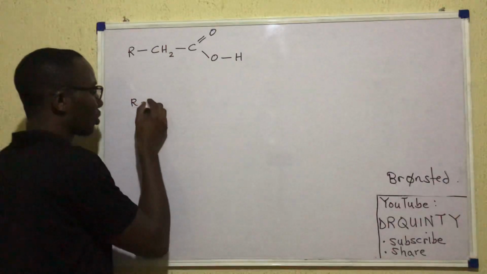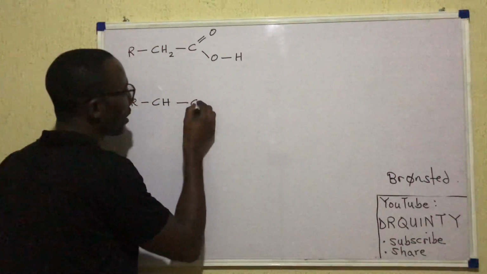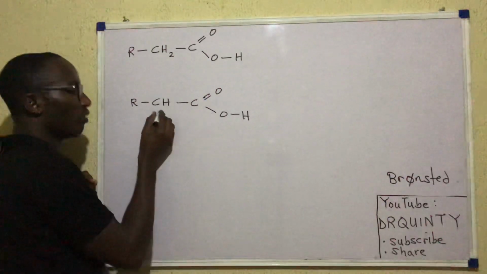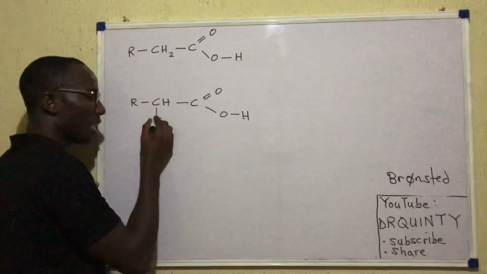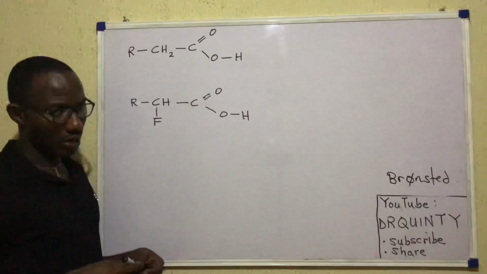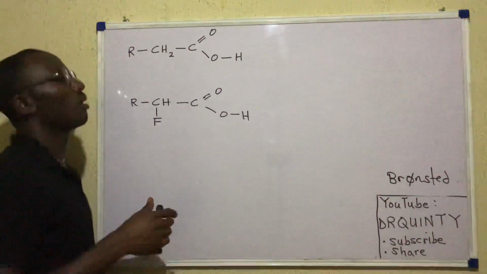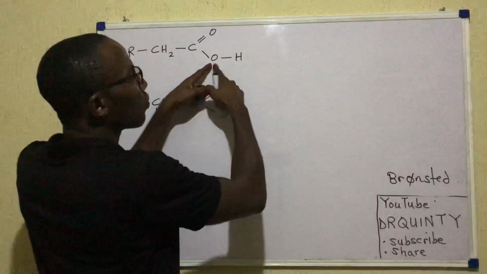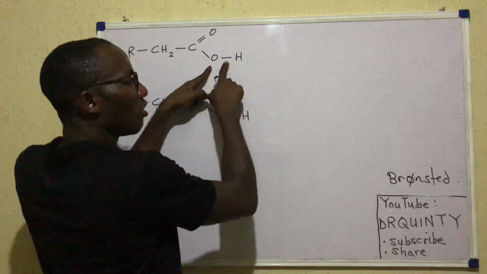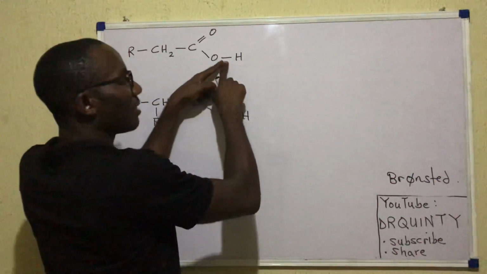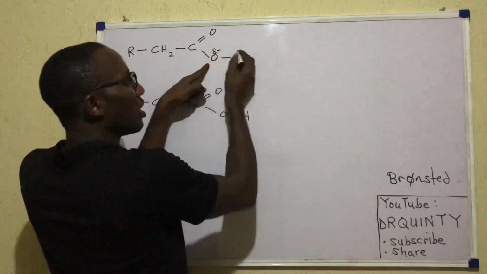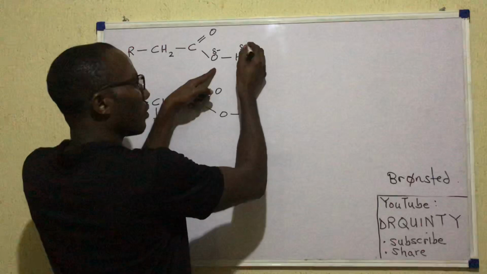So look at this structure that closely resembles that one. We have everything intact, just that right now one of the hydrogens here has been replaced by fluorine. What will be the impact of this fluorine? I'll tell us shortly. But back to this. Between this oxygen and the hydrogen, there is unequal sharing of the pair of electrons here. And that unequal sharing leaves this oxygen with a partial negative charge and the hydrogen with a partial positive charge.